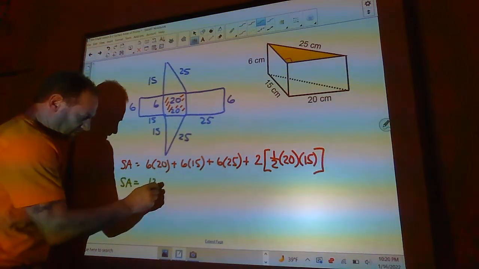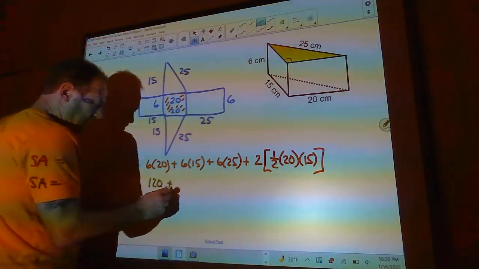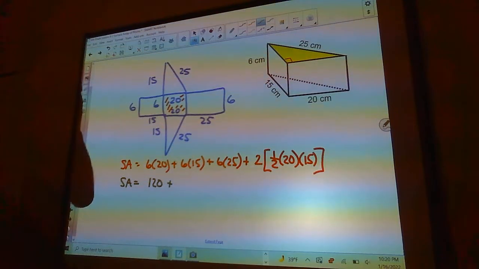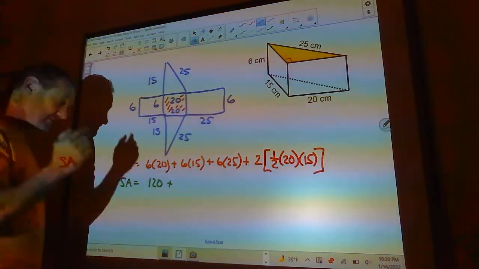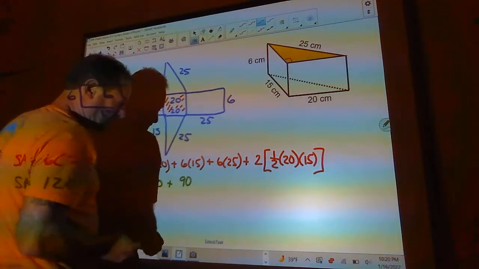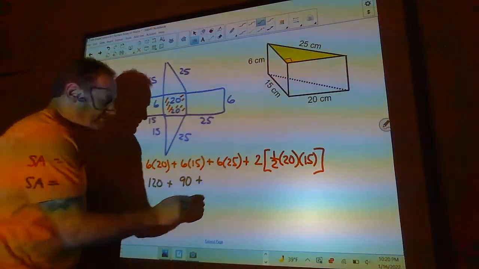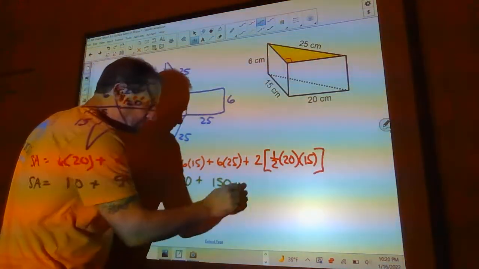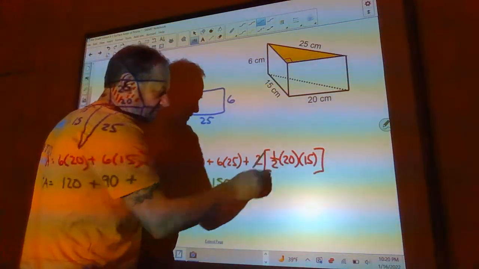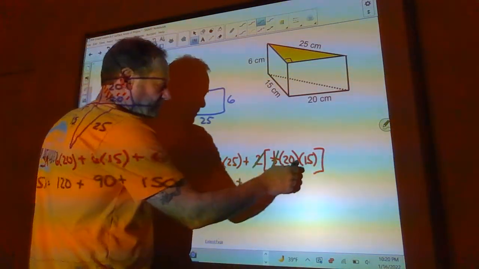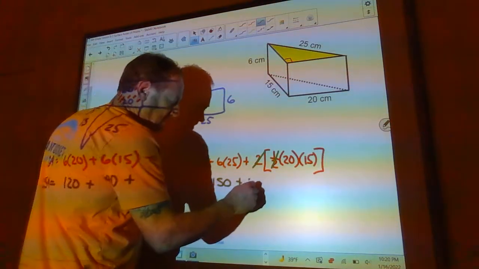This is going to be 120. Let's see, 6 times 15. Isn't that 90? Yes. 90. 6 times 25. That's going to be 150. Okay, the 2 is going to cancel the 1/2. And this is going to be 20 times 15, that's going to be 300.